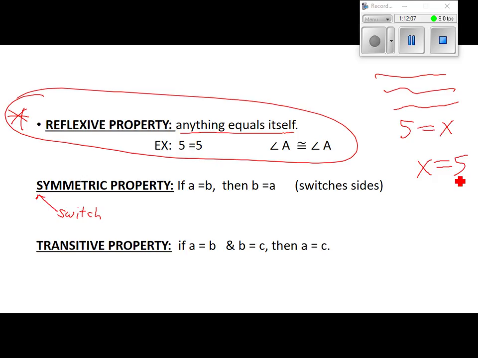Transitive property. Everybody usually remembers transitive property. If I tell you X equals Y and Y equals Z, then we know X has to equal Z. That's the transitive property.